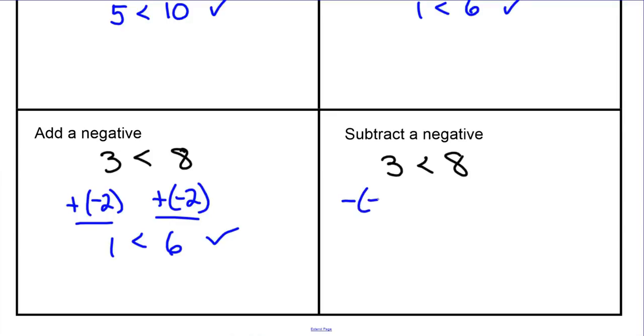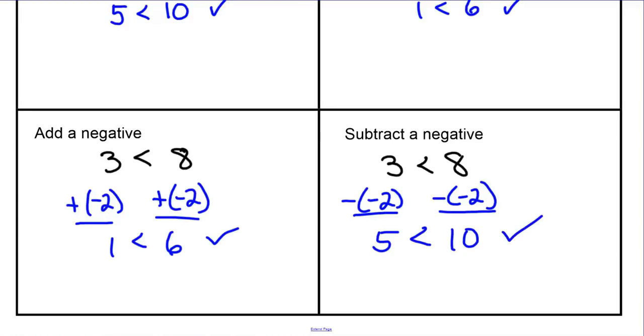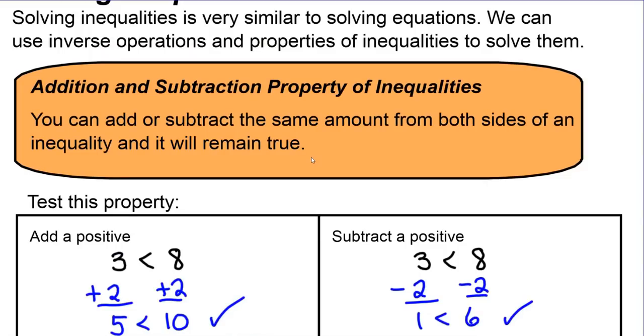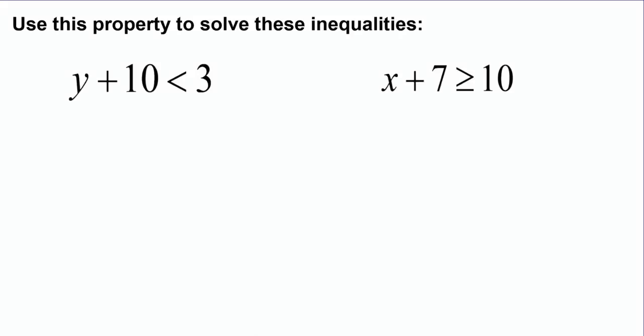What if I subtract a negative 2 from both sides of this inequality? 3 minus negative 2 is 5, and 8 minus negative 2 is 10. 5 is still less than 10. That is true. So we have tested this with every type of number we could add or subtract to both sides of an inequality. So we have confirmed that the addition and subtraction property of inequalities is true, and we can have confidence that that will always be true. So we're going to use this property to solve these inequalities.